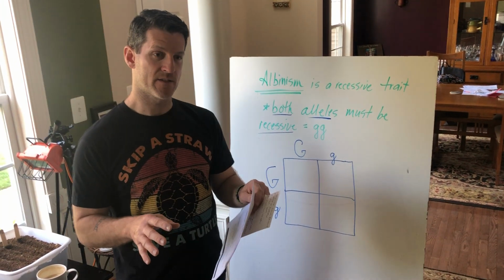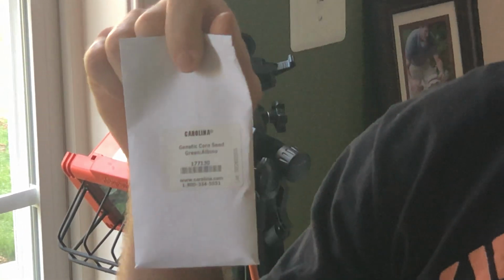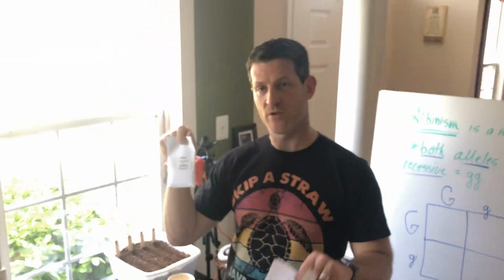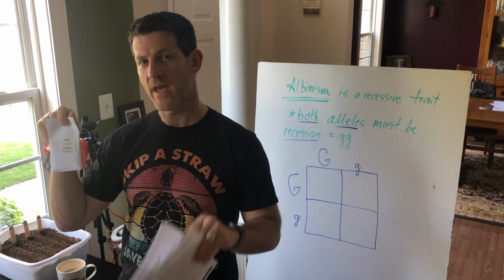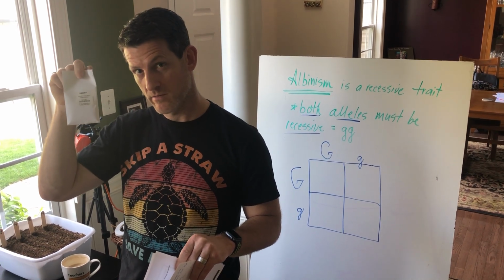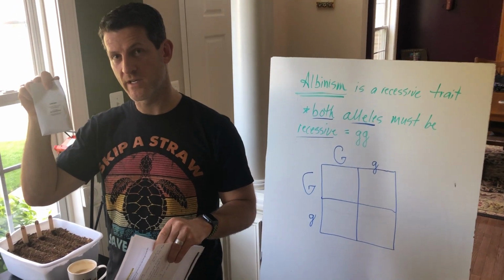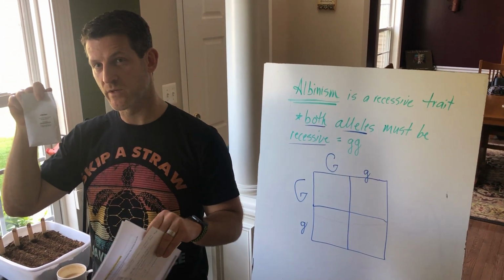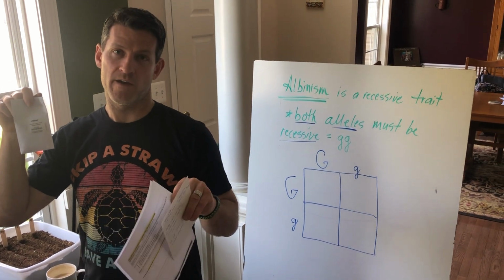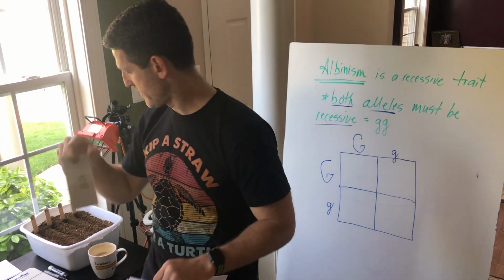So the cool thing is the seeds that we're using today were purchased from Carolina Biological Supply Center. These are the second generation seeds that came from two plants that were crossed. Both plants were heterozygous. So we don't know exactly what these children will be. So you guys are going to have to make some predictions. About 200 seeds were produced in this particular batch. So of those 200 seeds, we're going to see how many end up being albino and how many end up being the normal trait, which is producing chlorophyll.